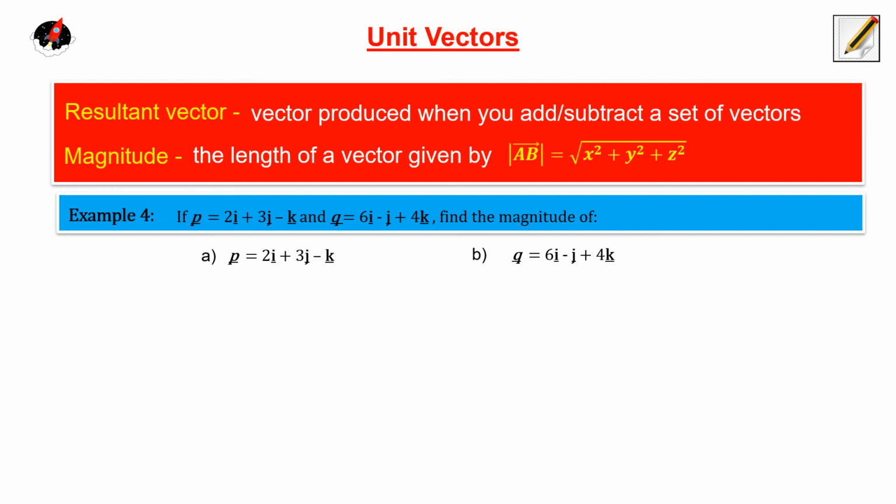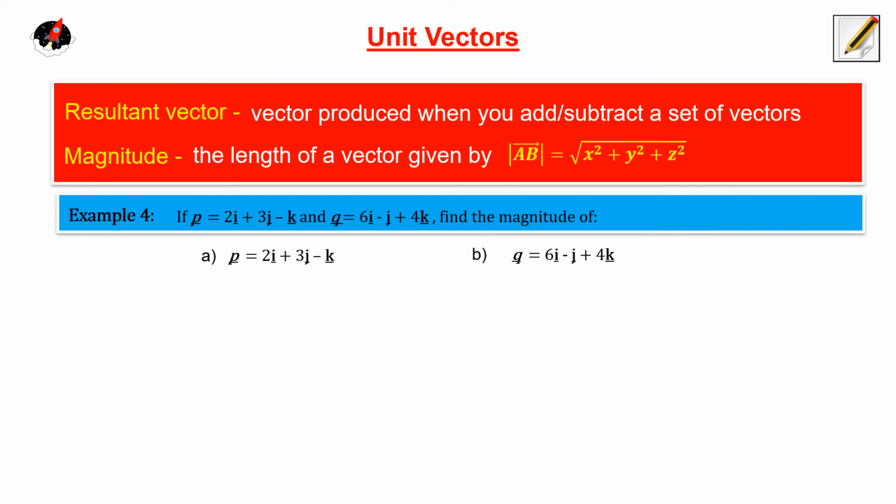But we can incorporate that into examples that involve unit vectors, because we now know that we can change from the unit vector form back into the component form quite easily. So let's look at example 4 here. We've been given two vectors in unit vector form, P and Q. P is the vector 2i plus 3j subtract k, and Q is the vector 6i subtract j plus 4k, and we've been asked to find the magnitude of each of these vectors.